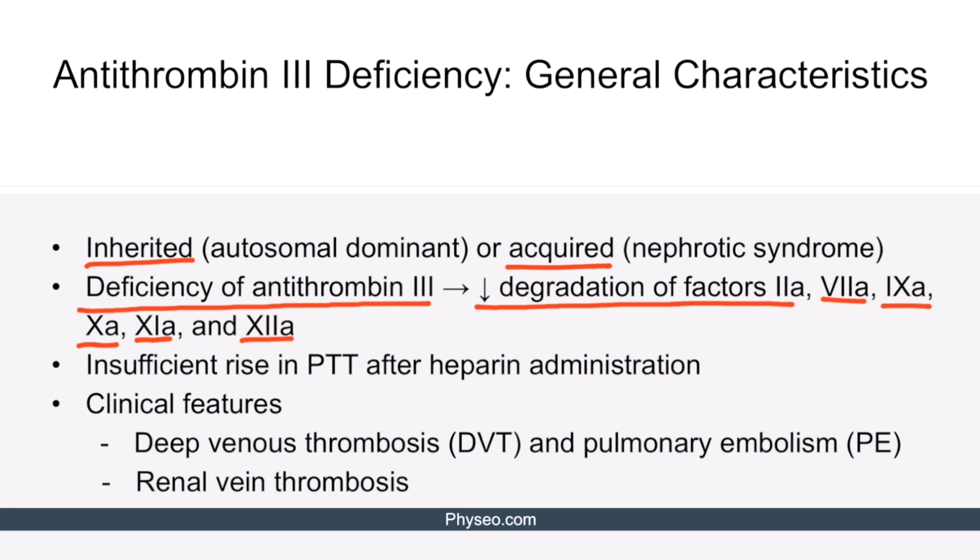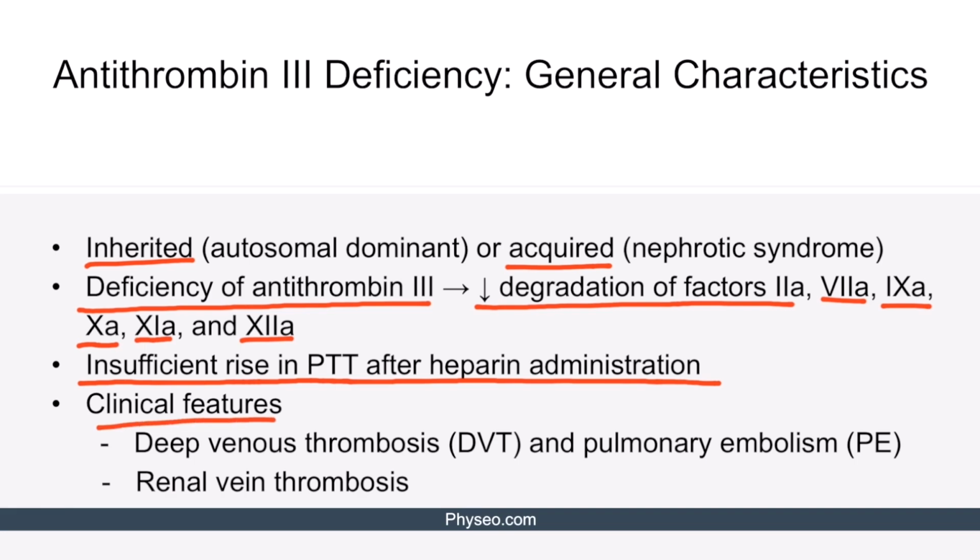It's very high yield to know that antithrombin III deficiency is characterized by insufficient rise in PTT after heparin administration. Let's take a step back and explain this concept. Normally, heparin stimulates antithrombin III to inactivate factor 2A and 10A. If the patient has antithrombin III deficiency, heparin can no longer bind to this enzyme in order to induce sufficient degradation of 2A and 10A. This is why PTT will not rise sufficiently after heparin administration.